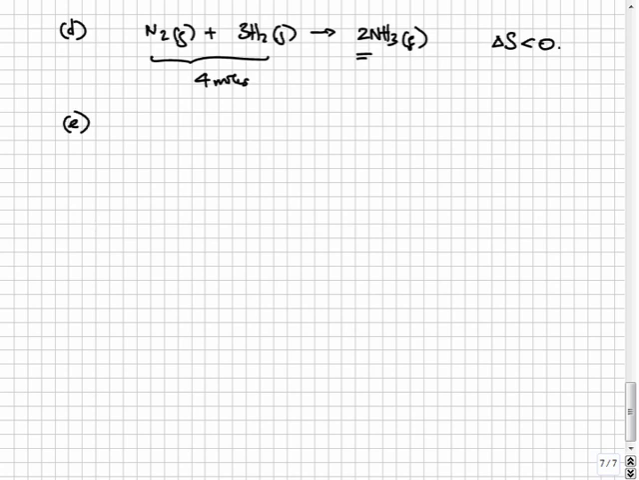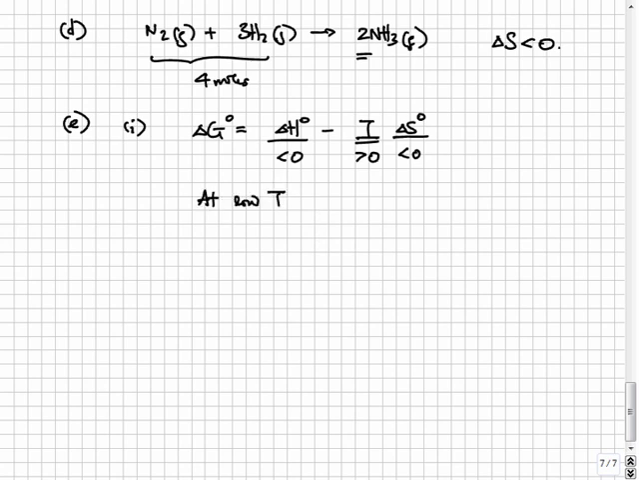E1. The relationship between delta G, delta H, and delta S is delta G0 equals delta H0 minus T times delta S0. From above, we know delta H0 is negative. We also know delta S0 is negative. But the absolute temperature T is never less than 0.